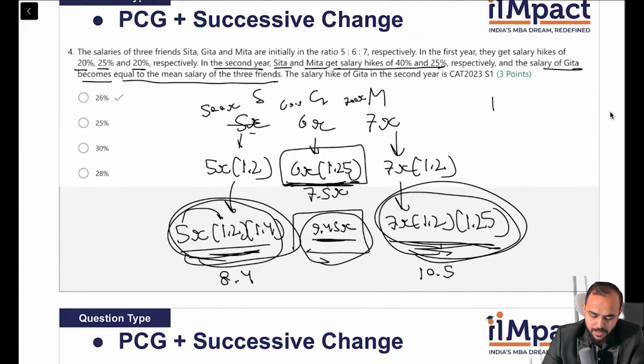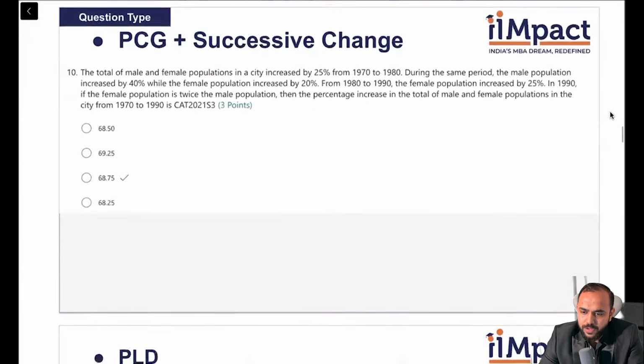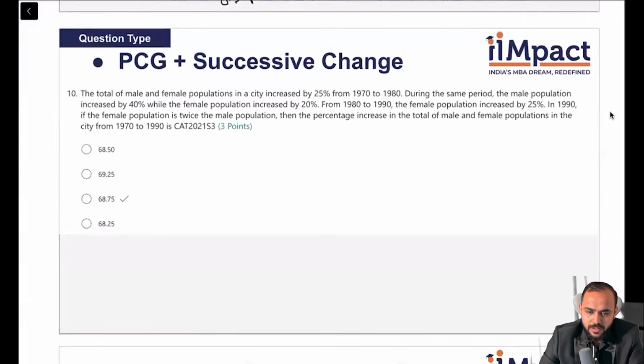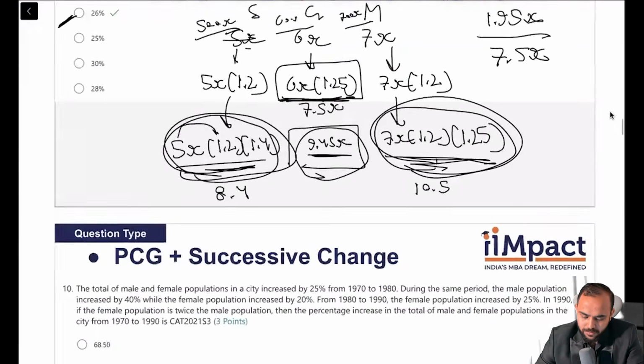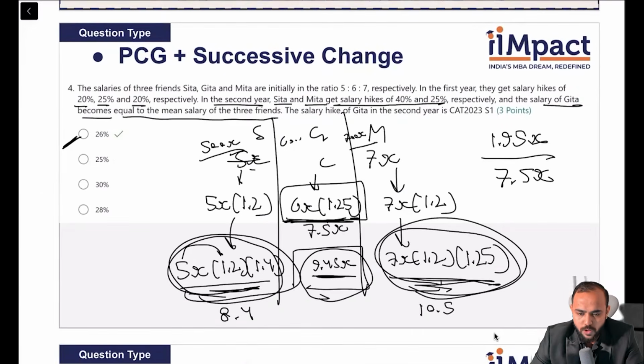So your answer will be 1.95x divided by 7.5x into 100. So you can get your answer here as 26%. Up to you, you can go with 500x. It will make your calculations faster. Okay, moving on. Next question. If you see that we made a table here as well, application wise percentage and ratio proportion, a lot of the things are common.